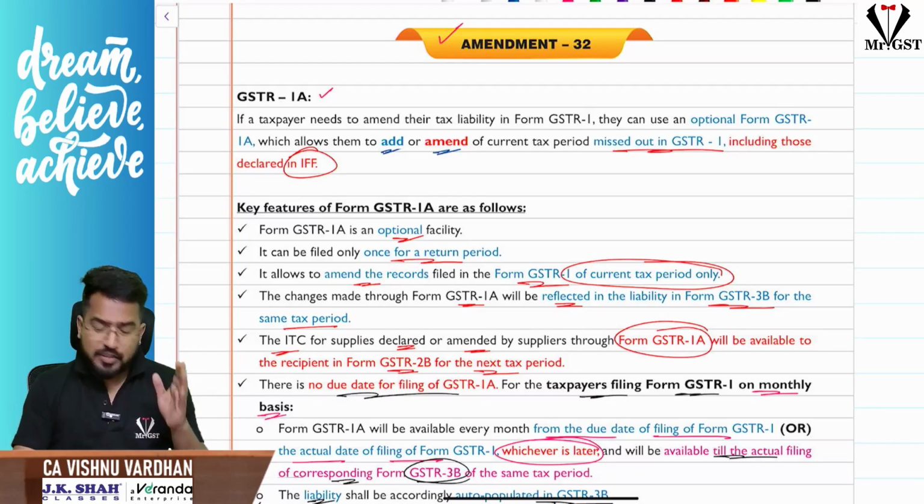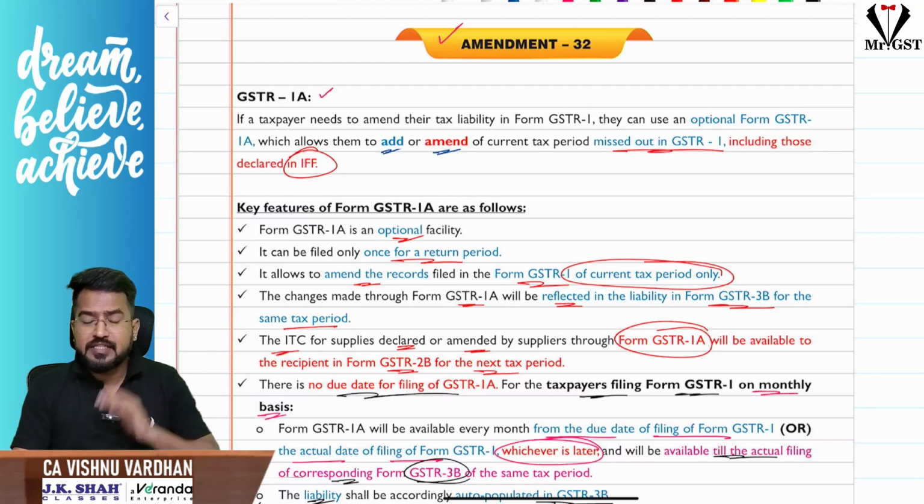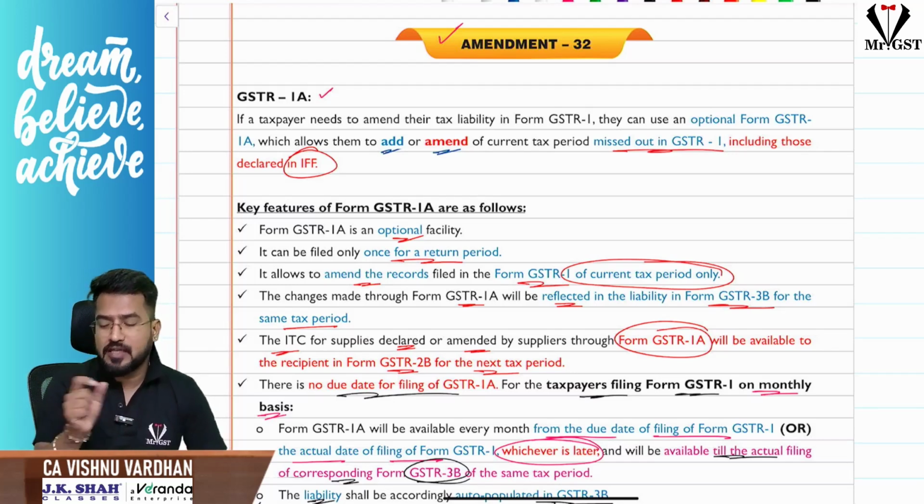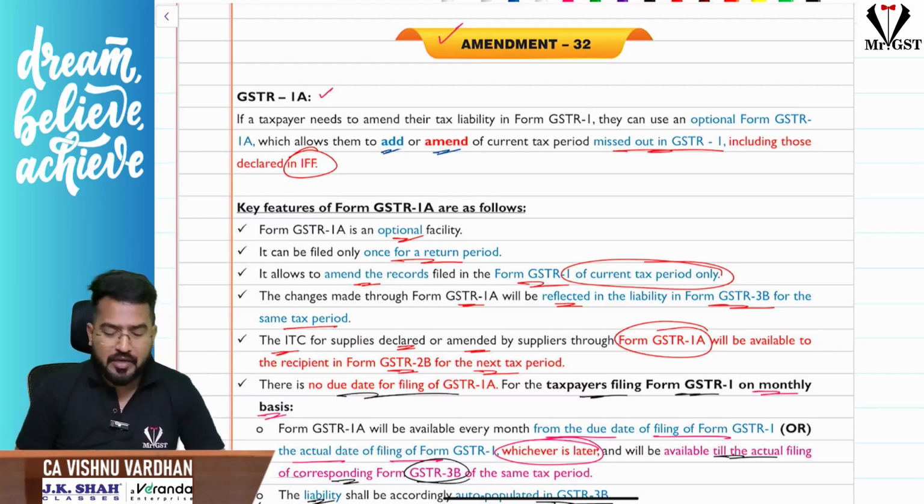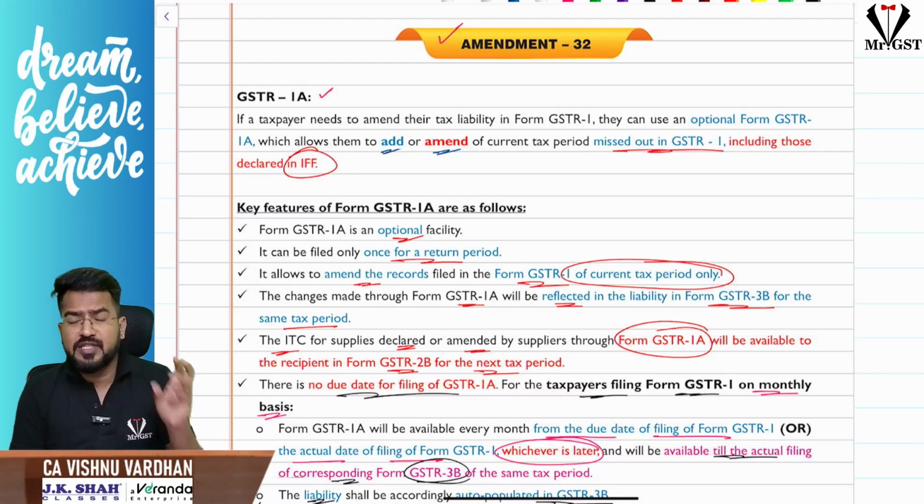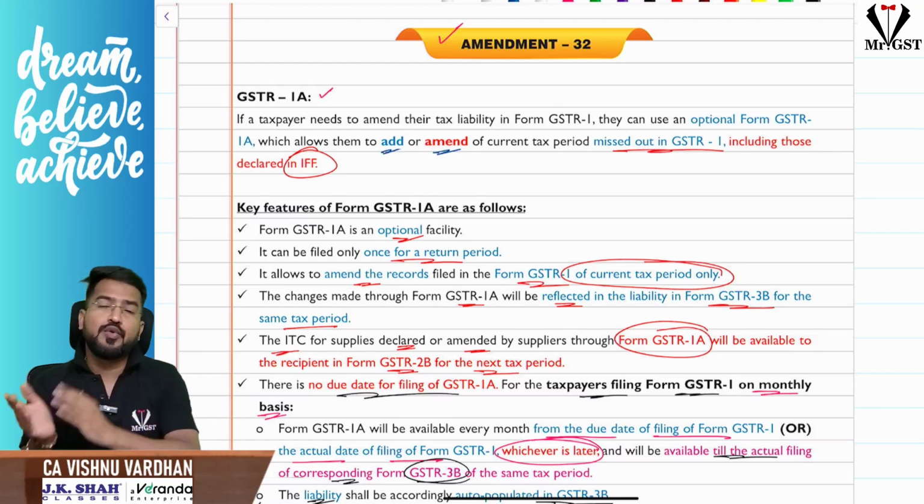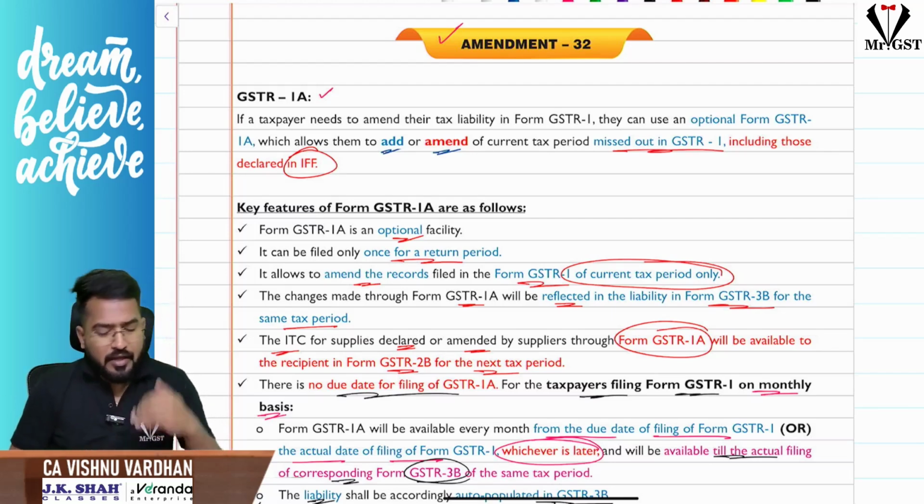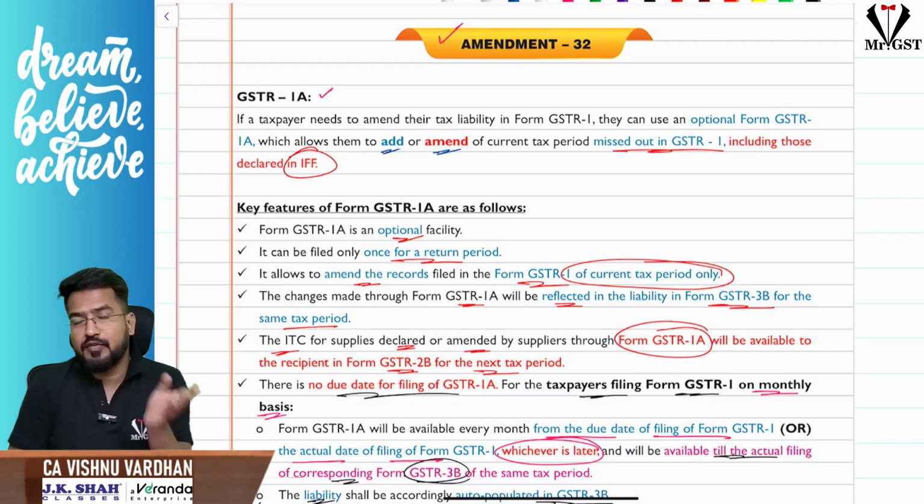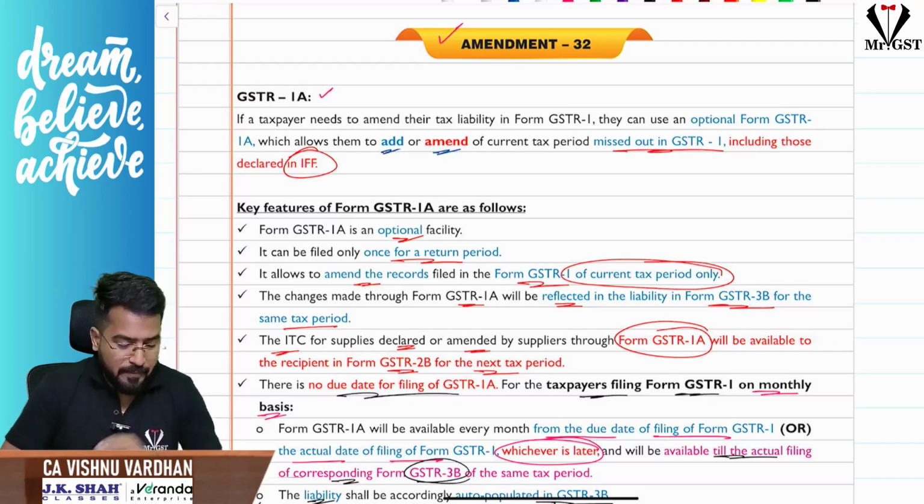Now coming to the next one, the new one, GSTR 1A, which is regarding either adding invoices or amending the invoices given in GSTR 1. So this you can do. Suppose any invoices are missed out in GSTR 1 or any invoices are wrongly reported in GSTR 1, you can use GSTR 1A and file that. Or even the details given in IFF, you can amend by filing GSTR 1A. Okay, so what are the features?